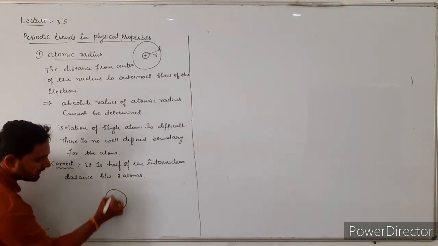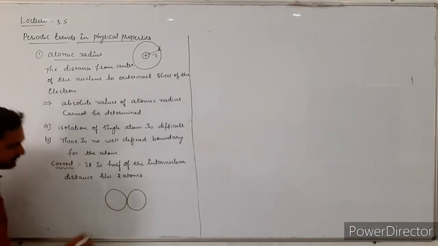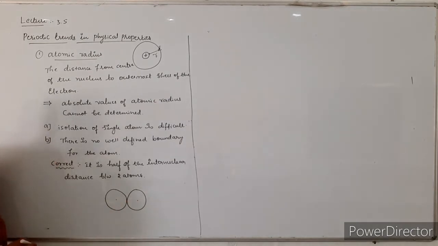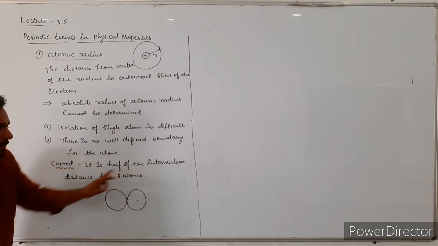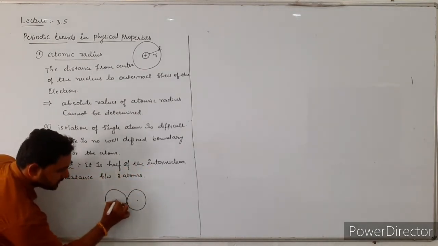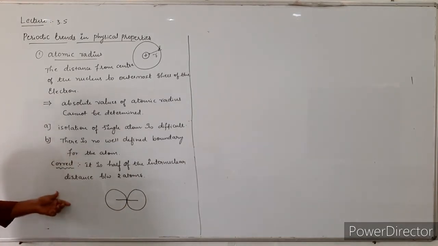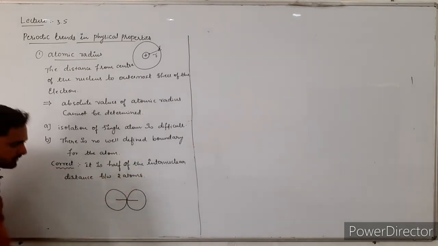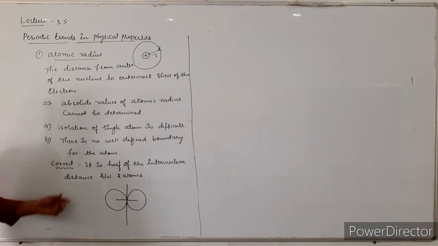I am just considering two atoms. These are the nuclei. The distance between two nuclei is called internuclear distance. Then what is atomic radius? Half of the internuclear distance is called atomic radius.